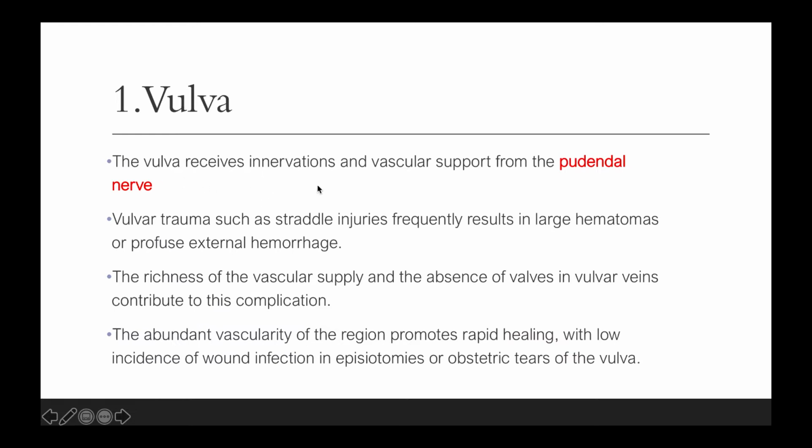The vulva receives innervation and vascular support from the pudendal nerve. Vulvar trauma such as straddle injuries frequently results in large hematomas or profuse external hemorrhage. The richness of the vascular supply and the absence of valves in vulvar veins contribute to this complication, and the abundant vascularity of this region promotes rapid healing with low incidence of wound infection in episiotomies or obstetric tears of the vulva.